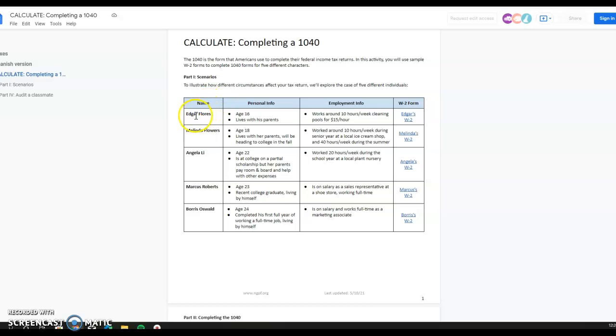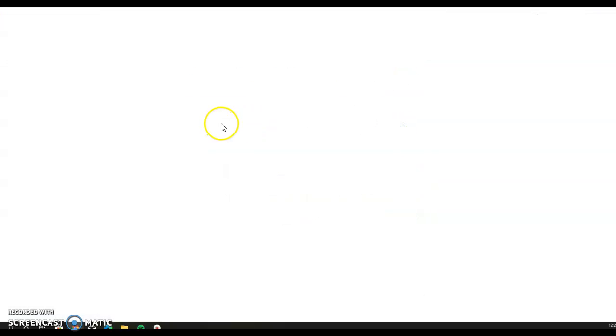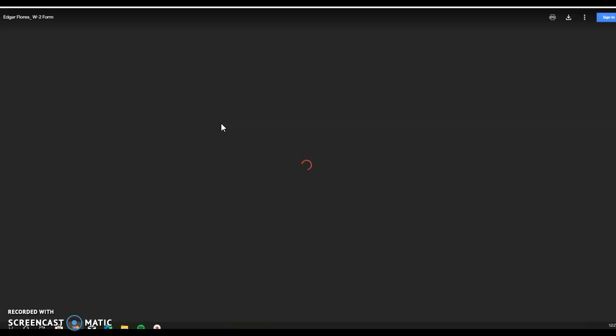Okay, I'm going to do Edgar Flores with you. In the next activity, you will do Melinda Flowers and Angela Lee. Starting with Edgar Flores, he's age 16 and he lives with his parents. He works around 10 hours per week cleaning pools for $15 an hour. And here is his W-2 form.